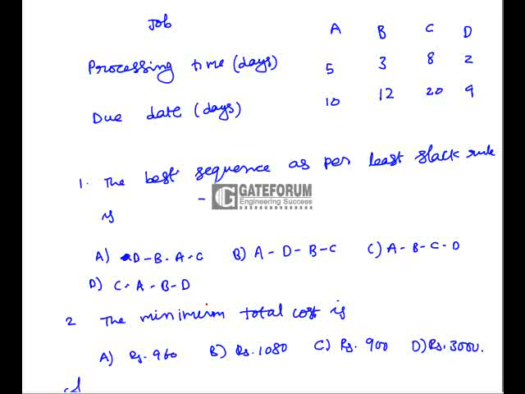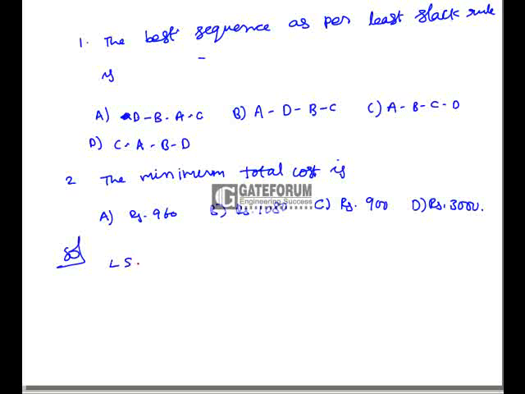In the least slack rule, least slack is equal to due date minus processing time. That is, for job A it is 5, for job B it is 9, for job C it is 12, and for job D it is 7. So by using the least slack rule, the best sequence is in increasing order of slack. Here A has the lowest slack, next D, next B, and next C. So ADBC is the best one, and the right option is B.